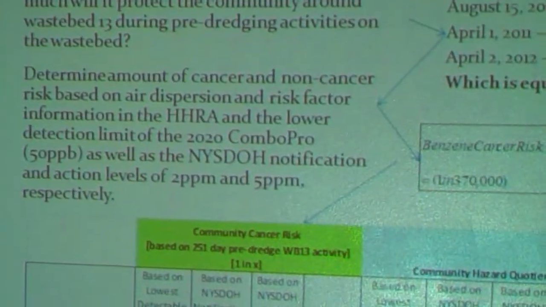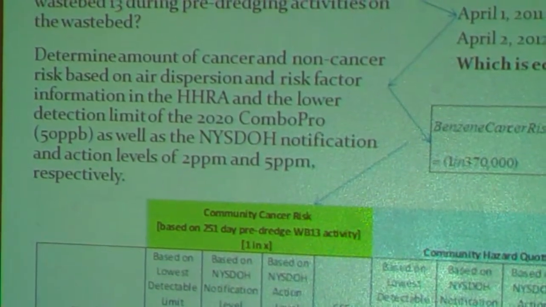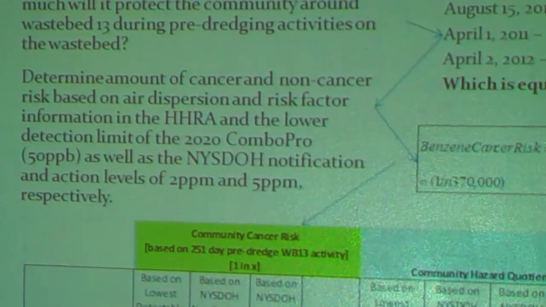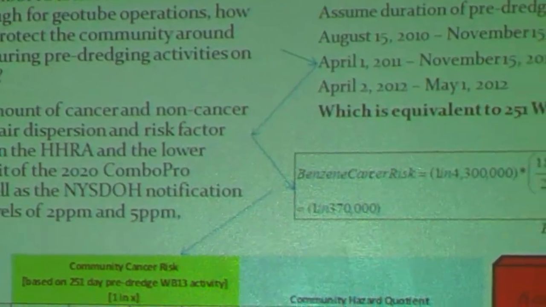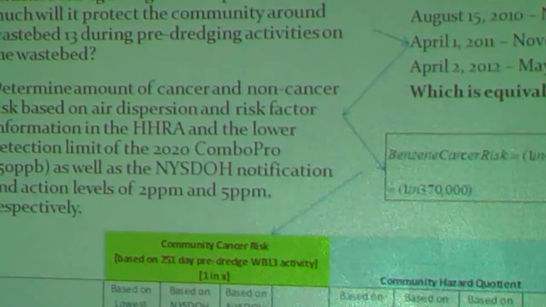What we want to do is determine, given that the levels of volatile organics could be as high as 50 parts per billion, 2 parts per billion, or 5 parts per billion based on the sensor and the Department of Health's levels established in the safety plan, figure out how much risk is presented to the community at those levels.